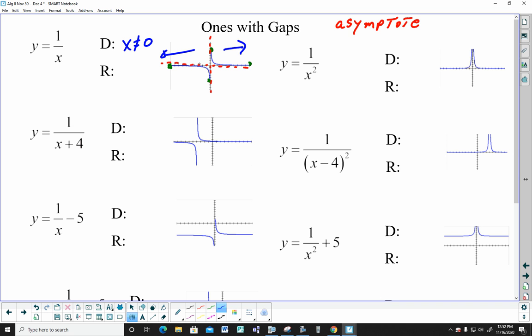So it's easy to describe what it can't be. X can't be 0. Range: it can go as high as it wants, it can go as low as it wants. But it can't be this horizontal asymptote. So y can't be 0.